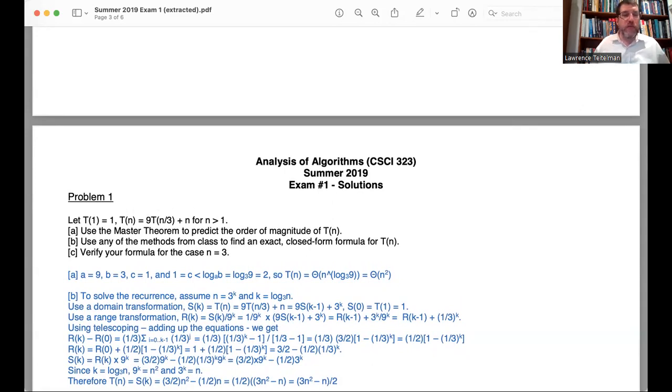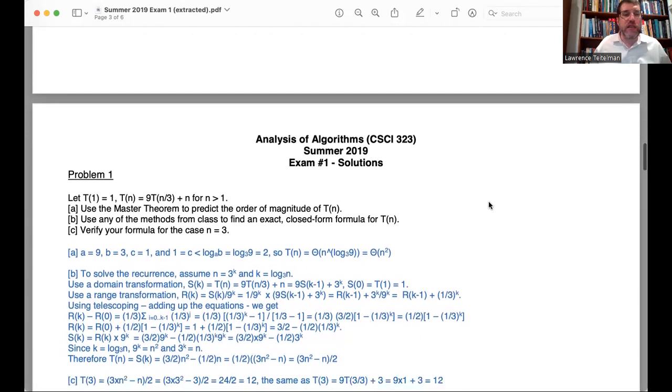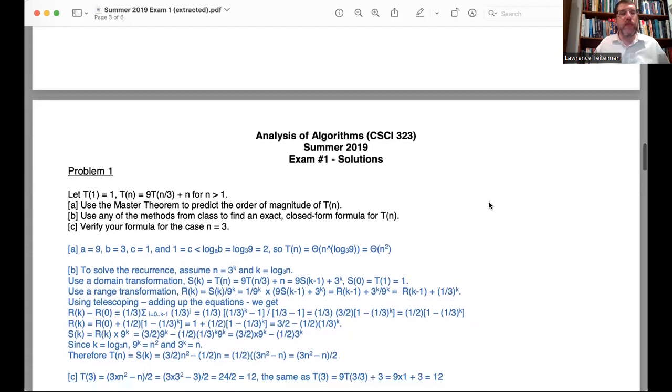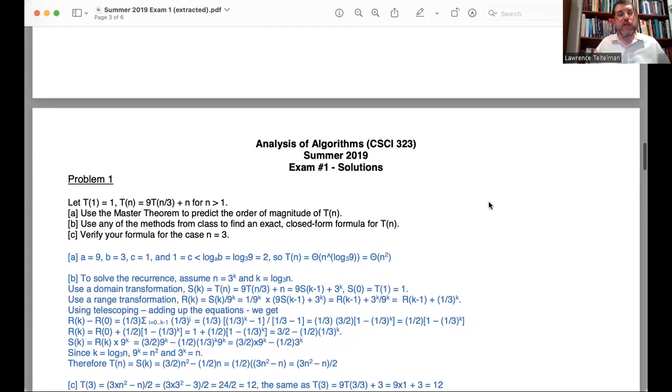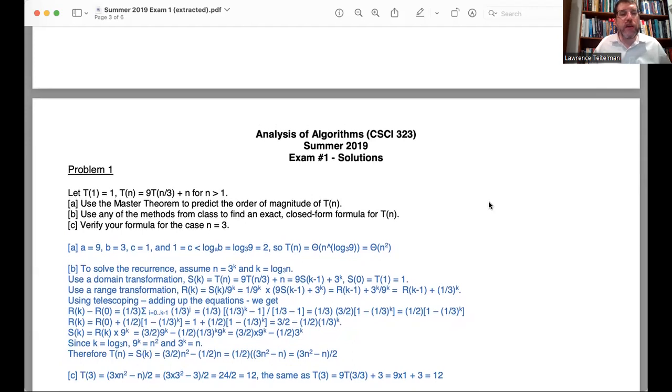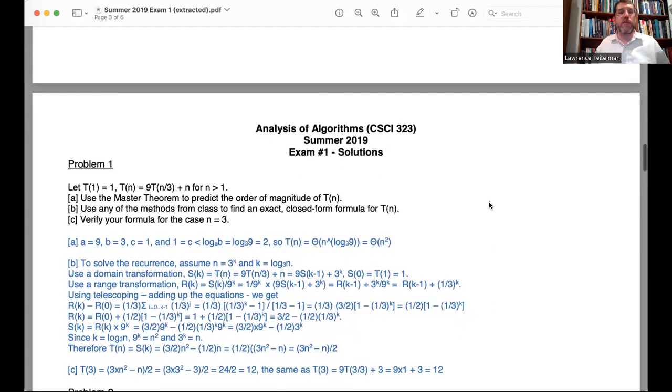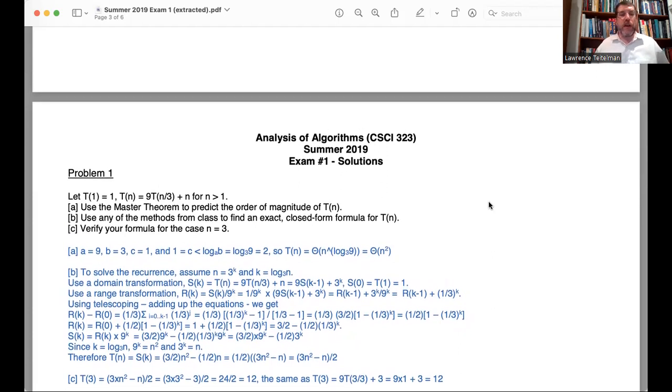The format of the question will be identical, meaning it'll have 3 parts. Use the master theorem, get a closed form formula, and then verify the formula for a number. And it's usually the next case after the base case. So if the base case is 1 or 0, you look at what would be the next number that would work well. It's obviously going to be 3, because 3 divided by 3 will get you back to T of 1.